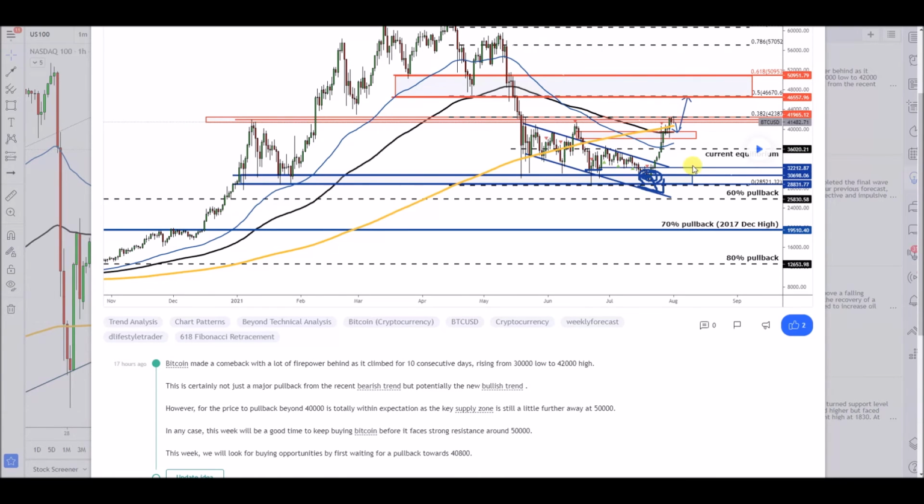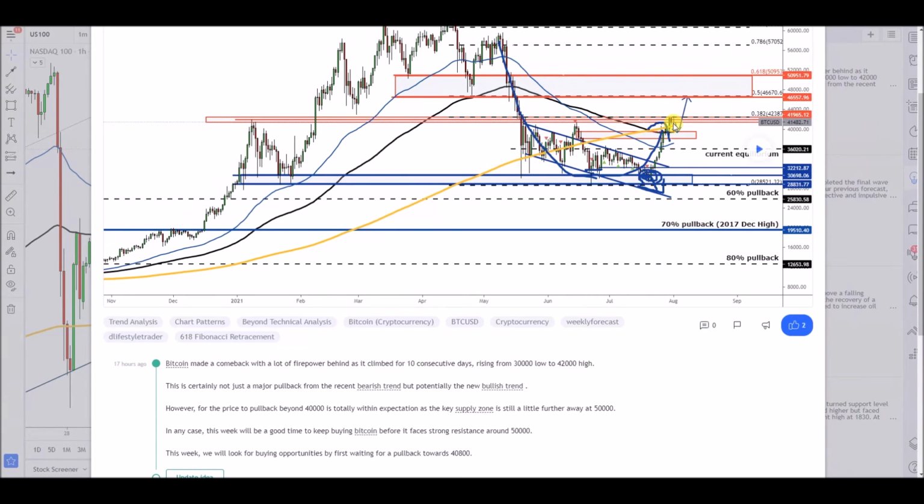And right now, it has come all the way from the 30,000 low back to 42,000, and we're finally seeing a little bit of resistance, but we're still seeing the lows getting higher as of current. But anyway, let's come back. So this is certainly not just a major pullback from the recent bearish trend. This is not just a simple pullback, and potentially this could be a new bullish trend.